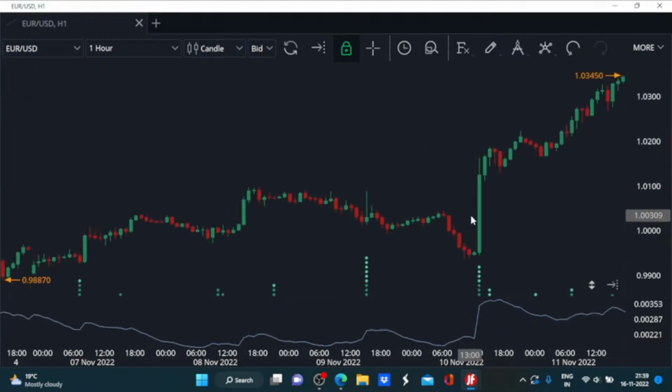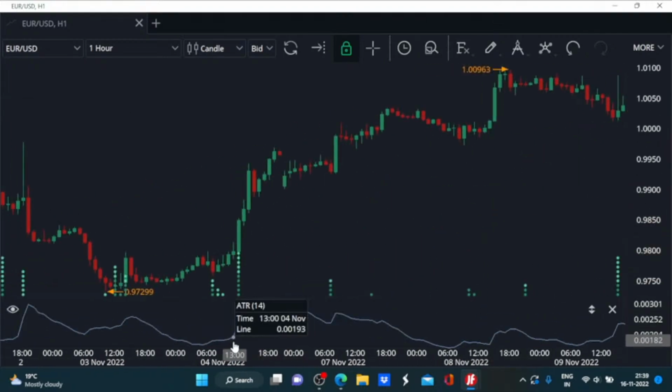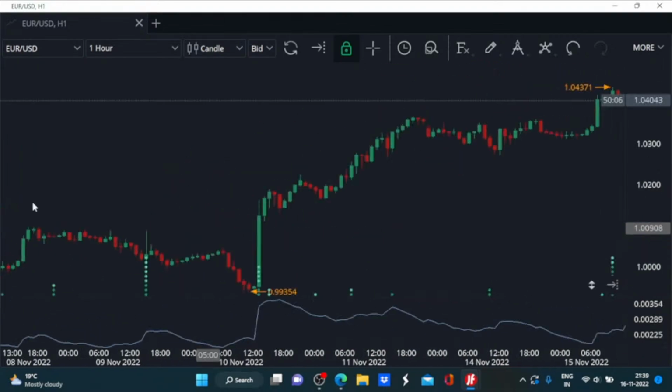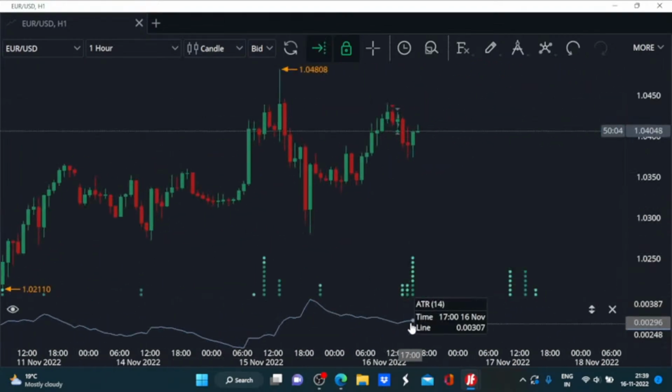So if we see that it tends to be in the range of 15 to 25, and now it is on the higher side at 30, then we can say that the current ATR is higher, and these are the volatile times, and as a result of that, we will have higher chances of getting big moves.